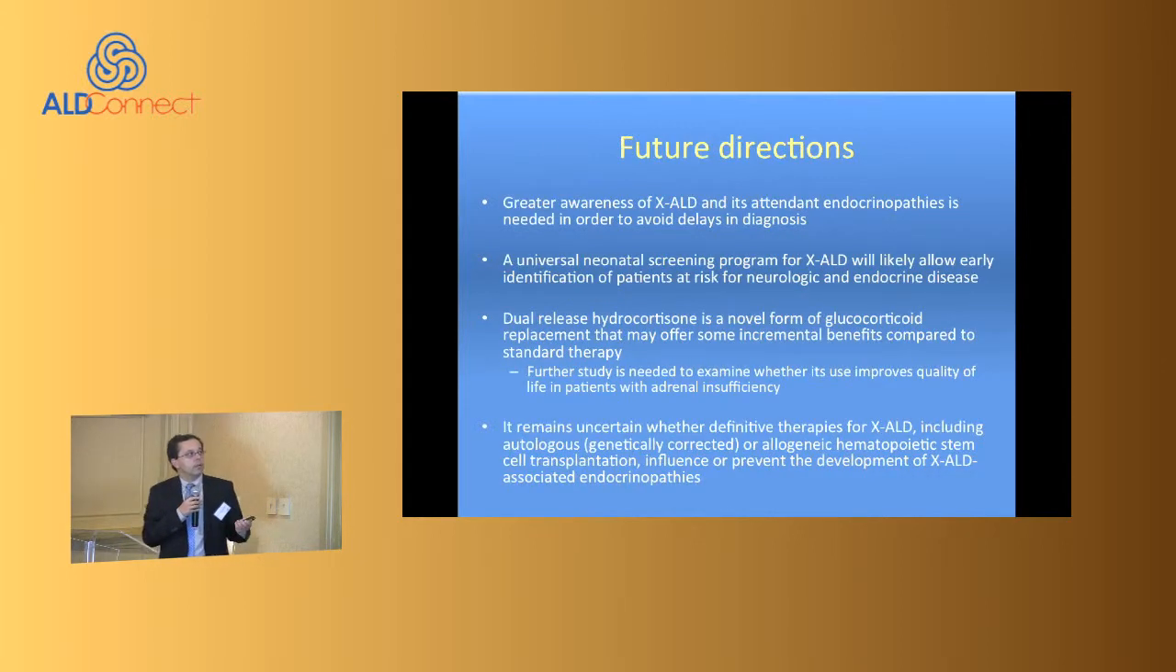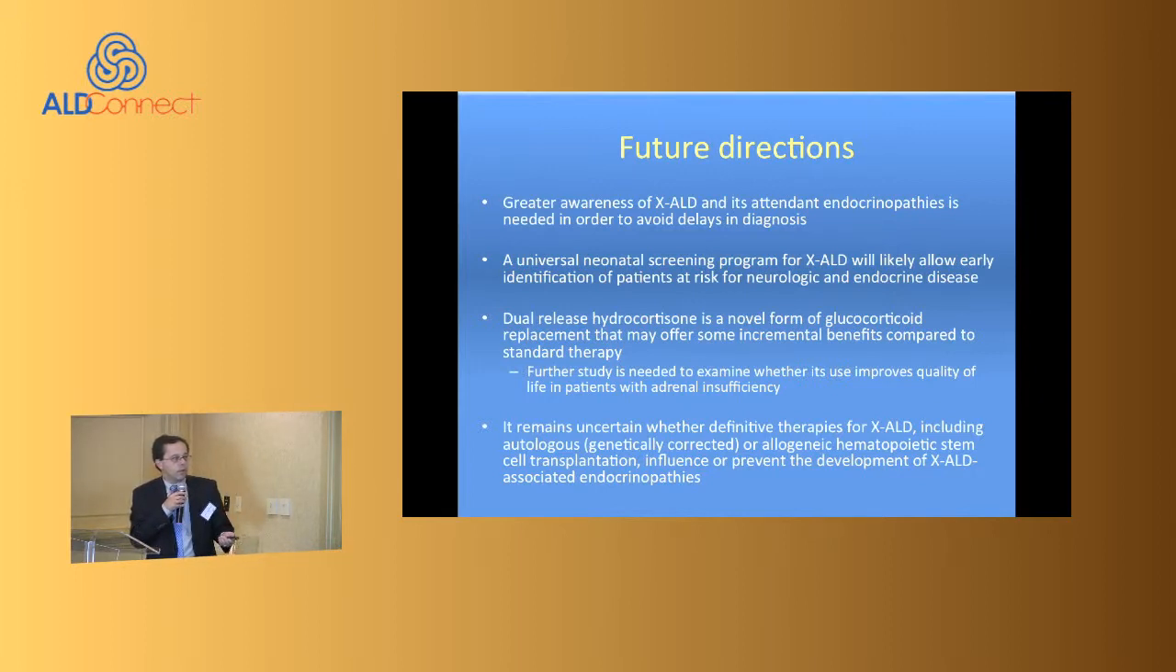Clearly, greater awareness of this condition is very important, including the endocrinopathies that are associated with ALD, and a universal screening program will likely help identify patients at risk much sooner. We talked a little bit about dual-release hydrocortisone, but we don't really know whether its use improves quality of life. That's an area where study is needed.